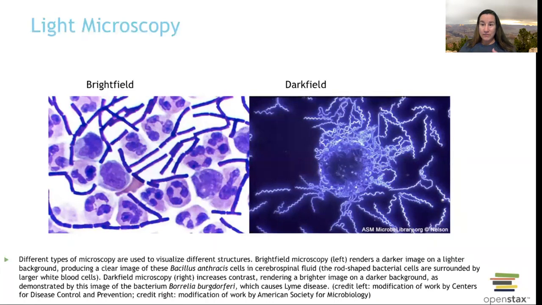So let's go through the different types and basically what are the differences between them? Are they using light? Are they using electrons? What are they using? So let's talk about those basics. So the first one we're going to start off with is light microscopes.